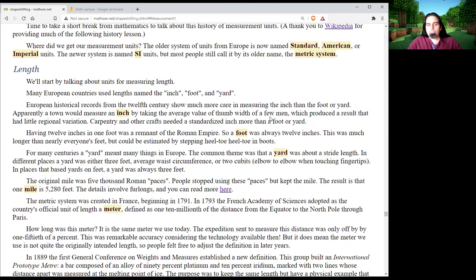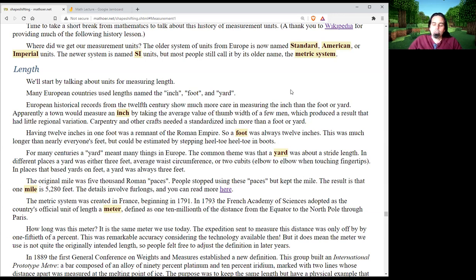For length, many European countries had lengths named the inch, the foot, and the yard. And the inch was the most important. If I was measuring my field to build a fence or to sell you some property, then the accuracy wasn't too big a deal. But if I was a carpenter, I needed all the pieces to fit together. And I wanted the legs of my table to be the same length so it wouldn't wobble. So the inch was the important one.